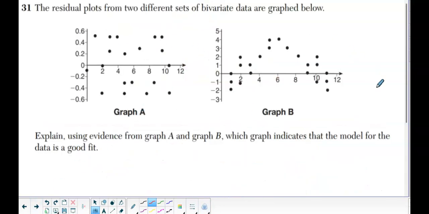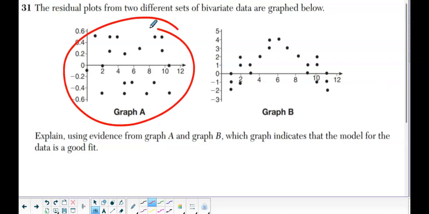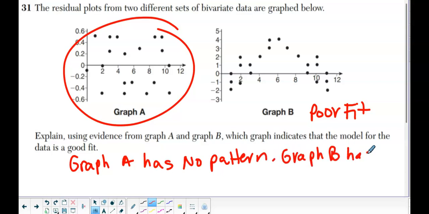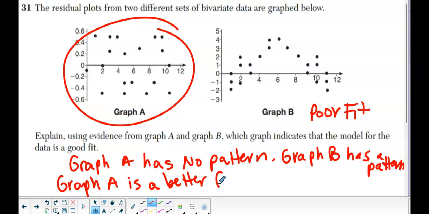All right. This question was on another worksheet here. This one is a good fit. This one is a poor fit. Graph A has no pattern. Graph B has a pattern. Graph A is a better fit. That concludes worksheet N.